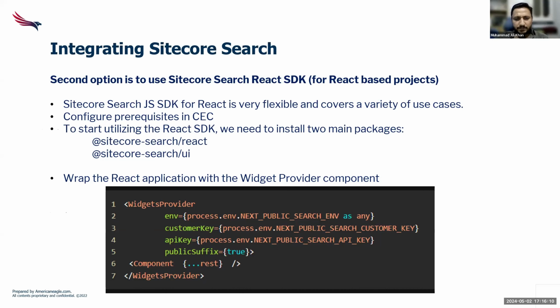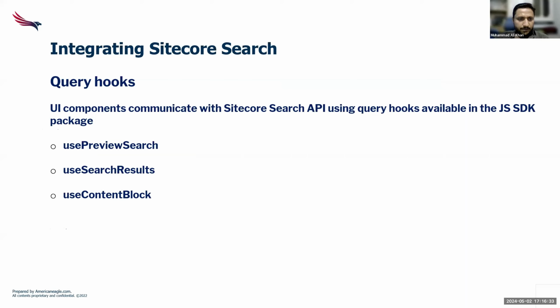For any React application, we need to wrap the widget provider component, which is available in the Sitecore Search SDK, where we can supply our customer key and API key. Customer key and API key are the two main attributes by which we can connect with the Sitecore Search portal. Next, we have query hooks. These are the main.